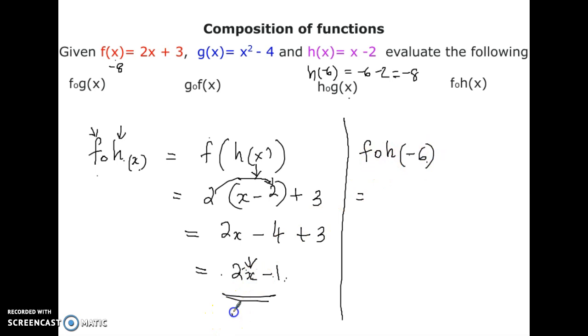So you would get 2 times negative 6 minus 1, and 2 times negative 6 is negative 12, minus 1. Your answer would be negative 13 in that case, right? Or you can do it another way.